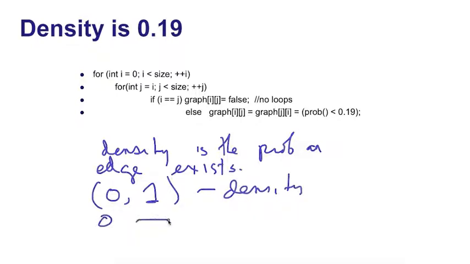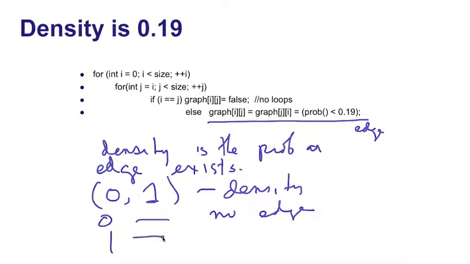0 would mean that I'm never going to put in an edge, since no probability would be less than 0. This is the act of putting an edge in. 0 would lead to no edges. 1 would lead to every edge. The term here is complete. A graph that has all its possible edges is called complete.